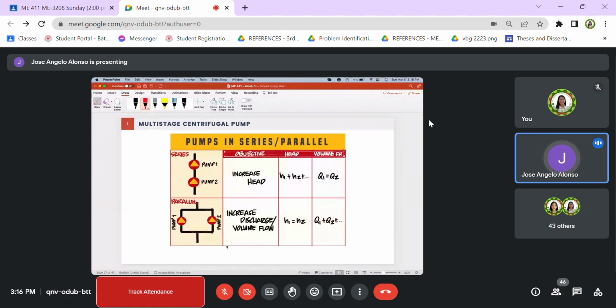While kapag ang pump mo naman ay connected in parallel, ang ating objective is to increase the volume flow. So, ang volumetric flow rate natin will be Q1 plus Q2 plus Q3, depending on gaano kadami ang nakakonekta sa parallel, while our head is just constant or will remain the same. H1 is equivalent to H2.